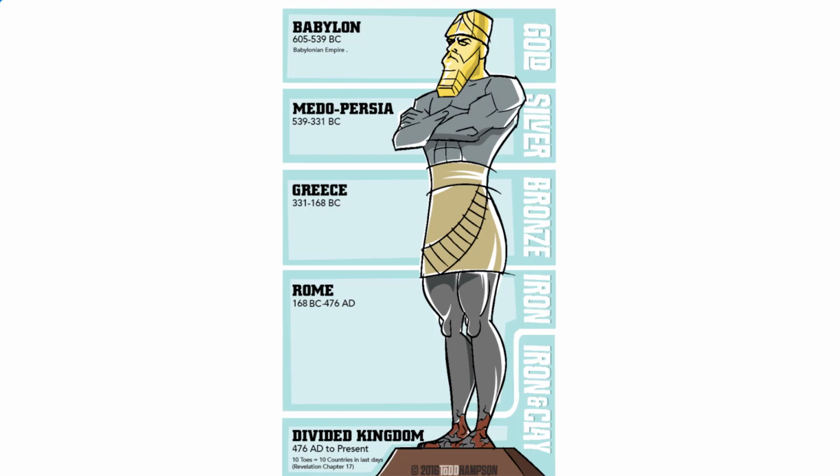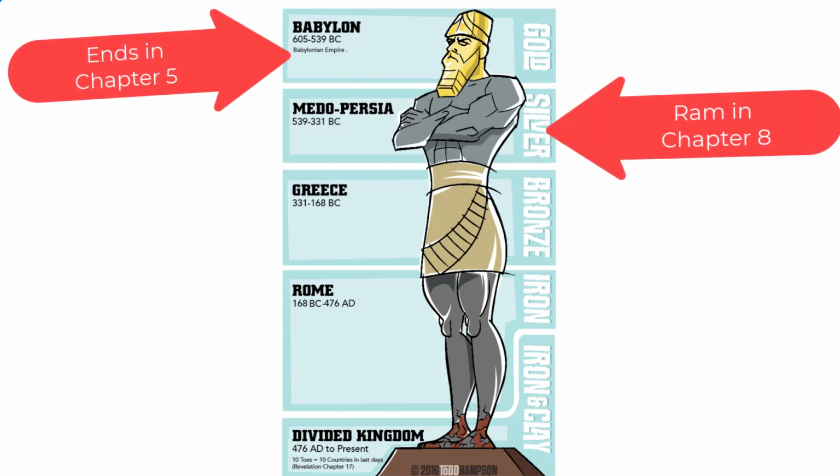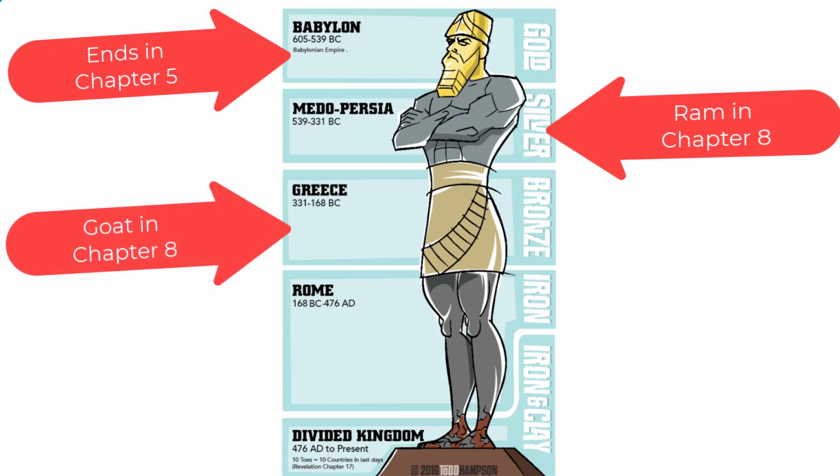The goat defeated the ram. And if you follow this logic of the chapter 2 statue, Greece would have defeated Persia. So the goat represents Greece. So let's look closely at the description. Again, I'm looking in chapter 8, verse 5. So that's where the goat's introduced.